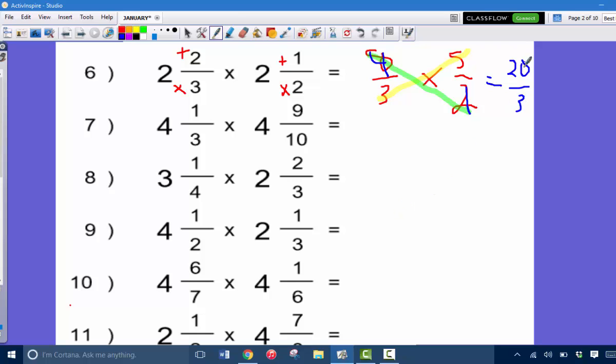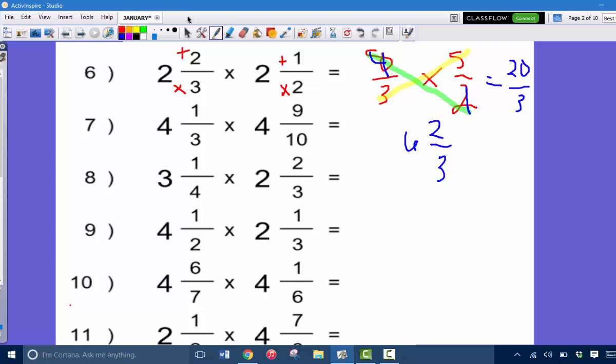As you know, it's top heavy, which means it's improper, and we can't leave it that way. So we must divide. 3 will go into 20 how many times? 3 will go into 20 6 times. What's left over would be 2, keeping the same bottom number.